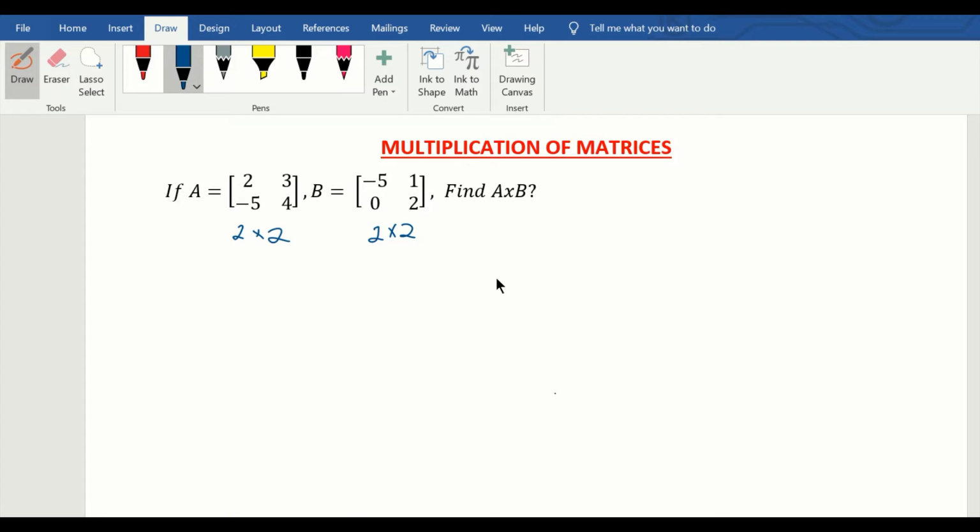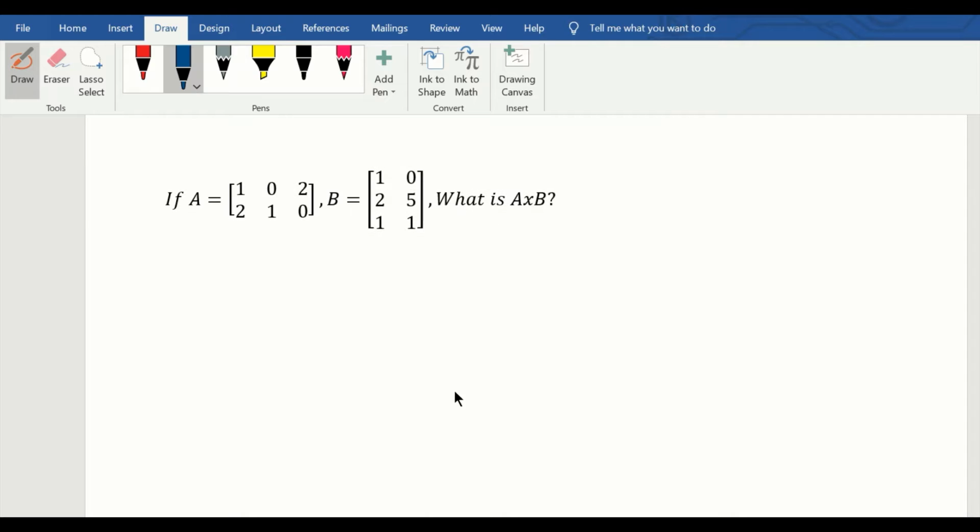In this video we shall be looking at how to multiply matrices. I'll be showing us two examples right here. The first example is a 2 by 2 matrix multiplying a 2 by 2 matrix, and the second example is a 2 by 3 matrix multiplying a 3 by 2 matrix.